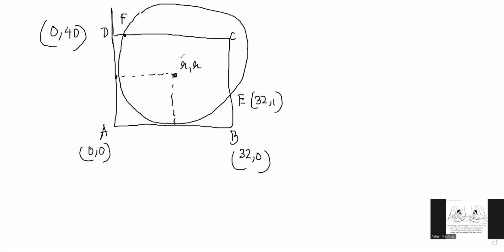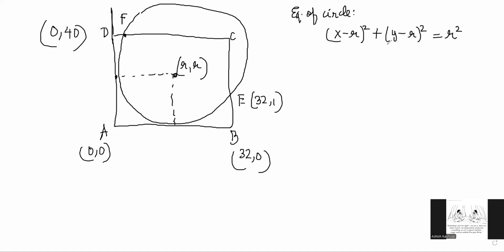The circle has its center at (r, r) and the radius is r. So the equation of the circle will be (x minus r) whole square plus (y minus r) whole square is equal to r square. And simplifying this, it becomes x square plus y square minus 2rx minus 2ry plus 2r square minus r square, so plus r square equals 0, right? This is my circle equation.